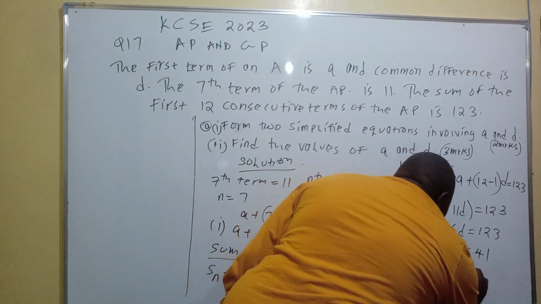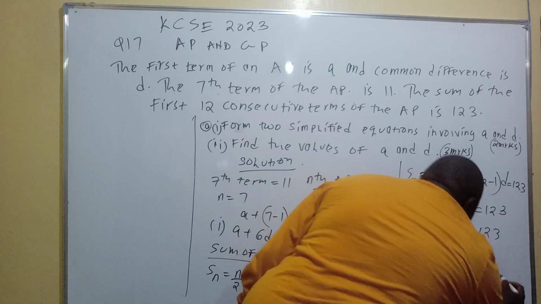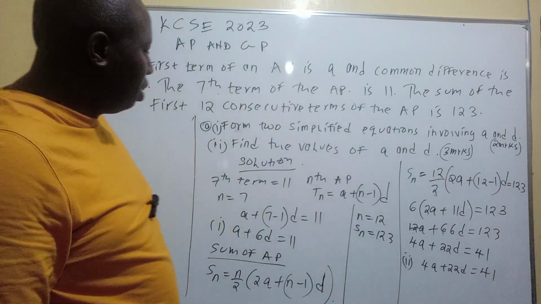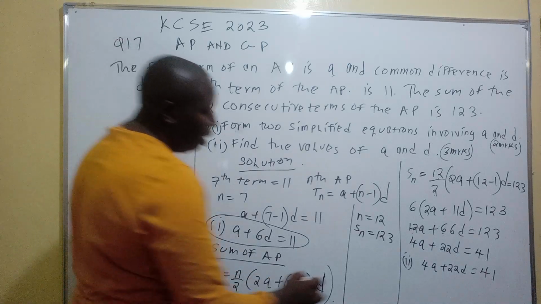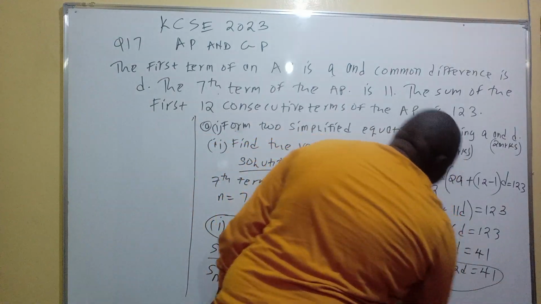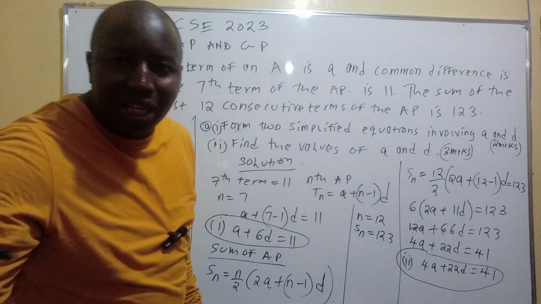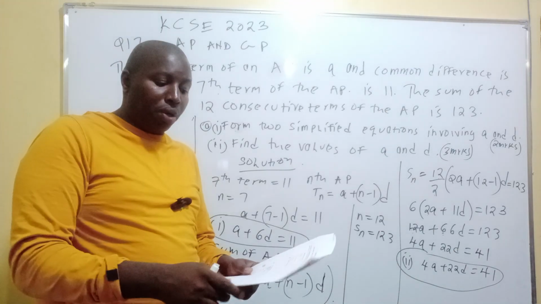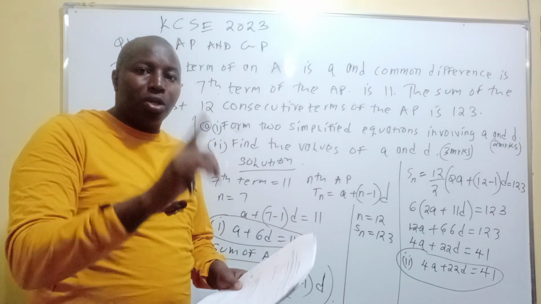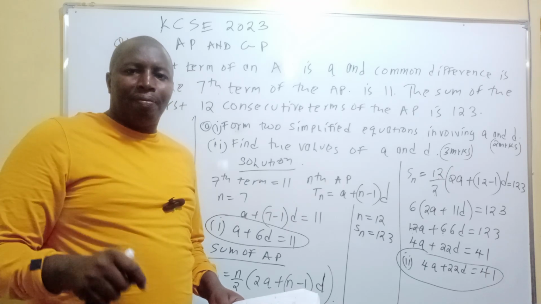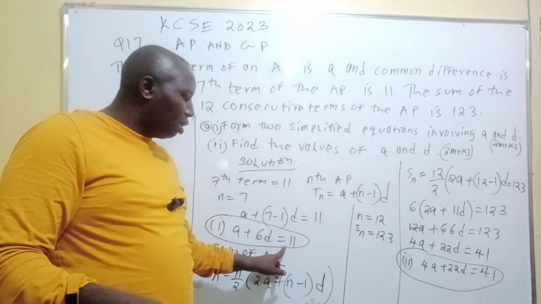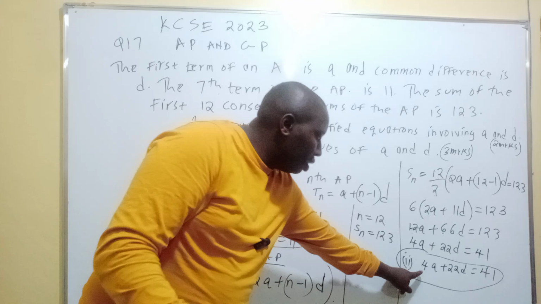4a plus 22d is equal to 41. That's the second equation, and you had the first equation. Now you have the second equation. Those are the two simplified equations. For each equation you get 1 mark, because it is 2 marks. So in this case, the examiner will give you the mark at this level and also at this level.